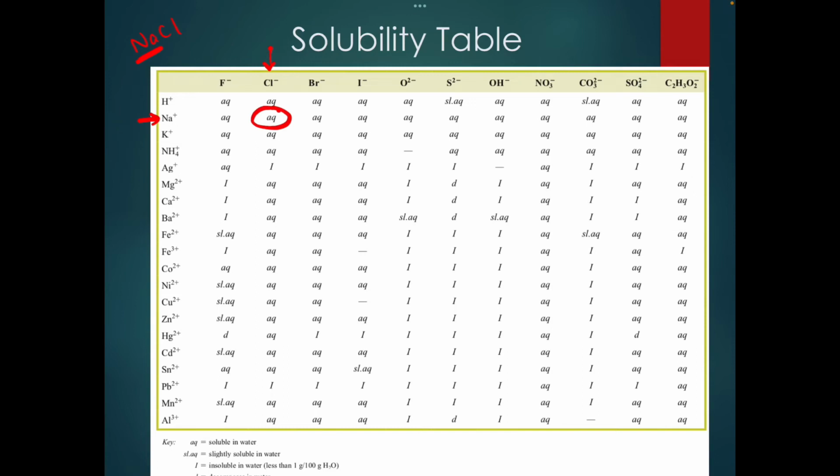Let's try another one. Let's say instead we had silver chloride. Okay, if we wanted to find out whether silver chloride was aqueous, we would use silver and chloride again, and we would find their intersection. Do you see that this has an I? That I tells you that this is insoluble. And so when we were writing silver chloride, that would be forming our precipitate, so we would write S. Okay, so when you find this intersection, it's either going to tell you that it's aqueous, which means it's soluble, or it's going to have an I, which tells you it's insoluble.